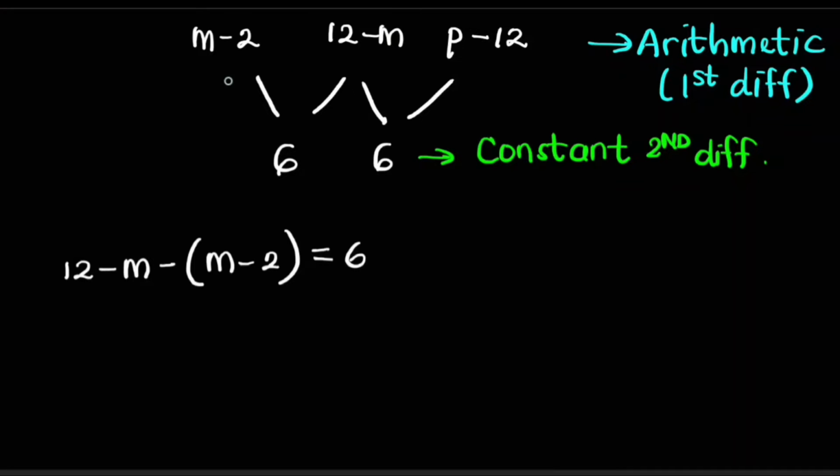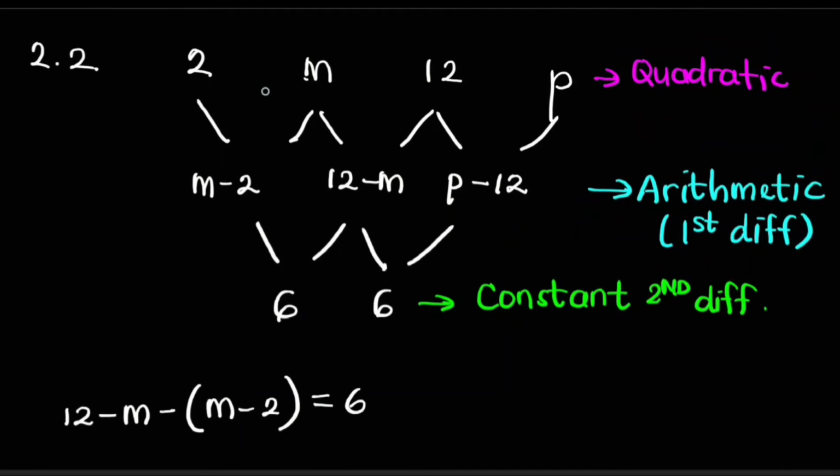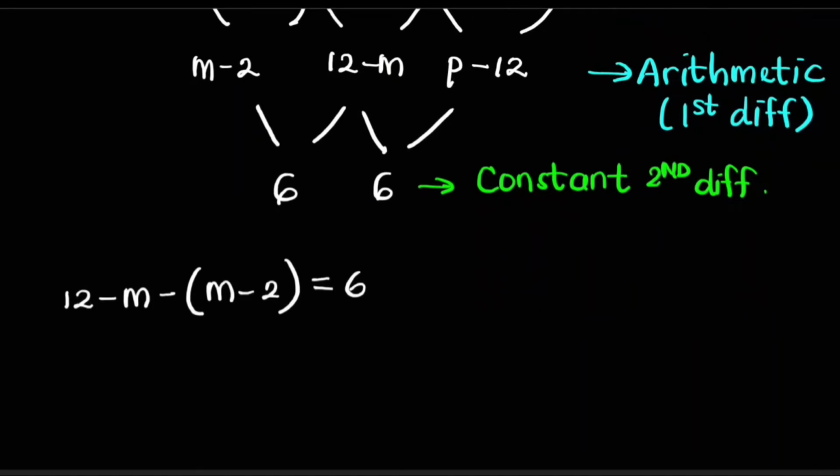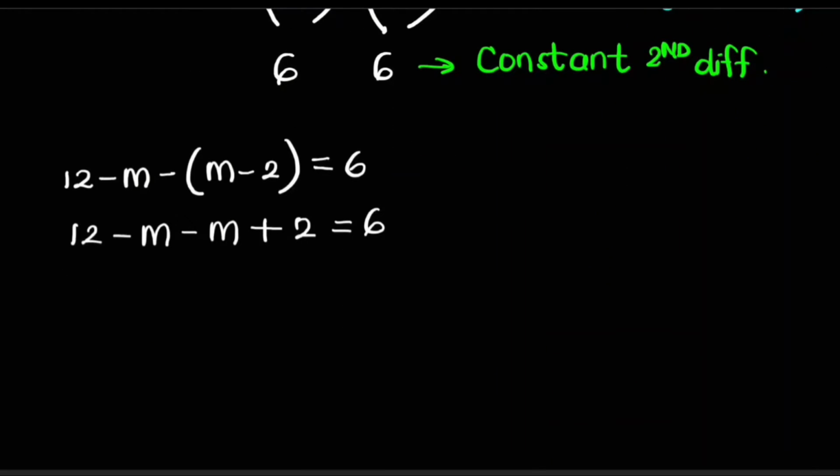So here's the thing, right? When we subtract these two terms, it should equal 6. Just like how in the quadratic part we subtracted m minus 2 and it gave us that first term. Here, if we subtract 12 minus (m minus 2), it should equal 6. So we can simplify by taking that negative into the brackets. So we get negative m plus 2.